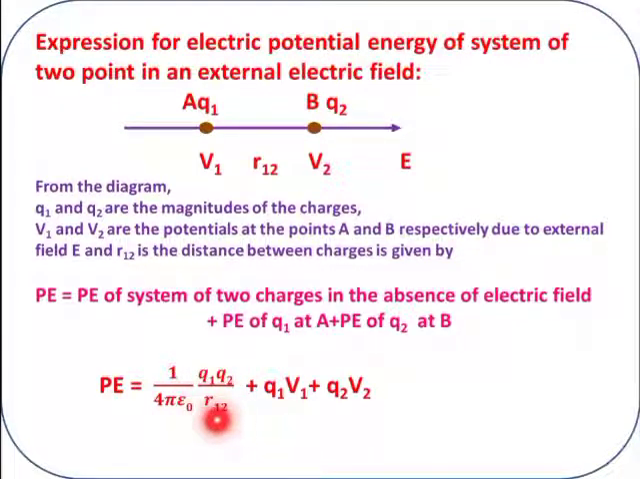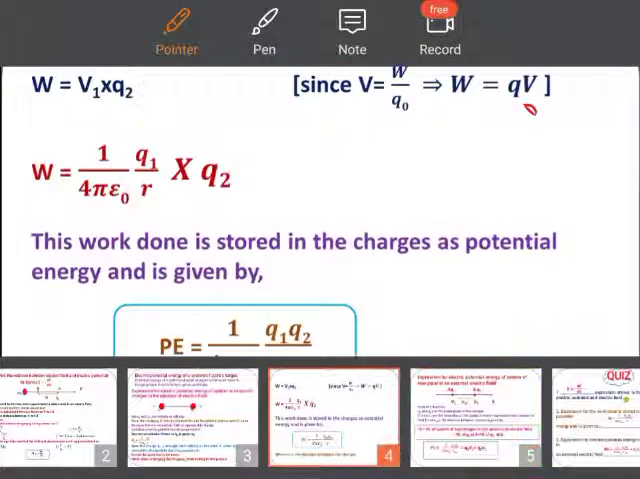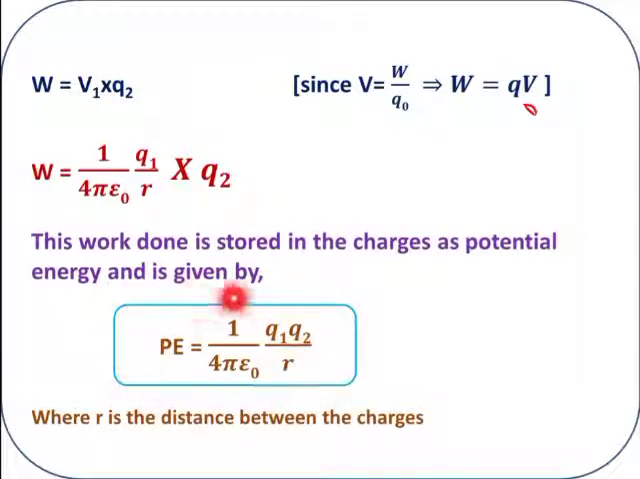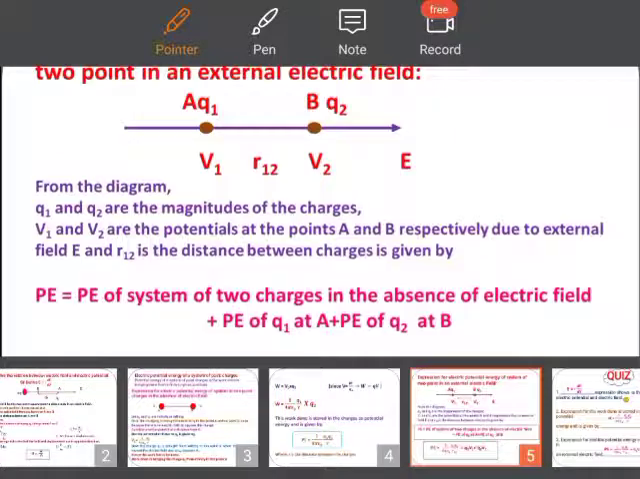So here I mentioned R12. This is in the absence of electric field, already discussed. This is the potential energy of a system of two charges in the absence of electric field. This is the expression, and the same expression I am going to substitute in the next derivation, that is the PE of the system of two charges in the absence of electric field.